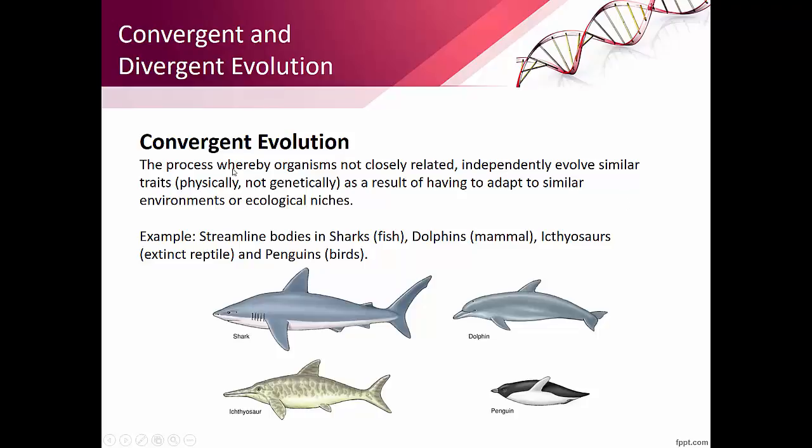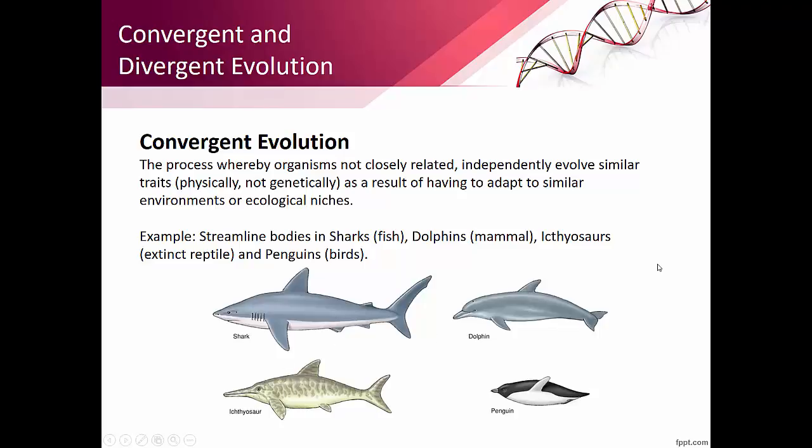Alright, convergent evolution. So convergent evolution is where you get organisms that aren't related, not in the recent past. We're talking like ancient connections here. They're really not related whatsoever, but they all kind of look similar. So what we've got here is an example of streamlined bodies in sharks, dolphins, ichthyosaurs, which are no longer existing, but we have fossil evidence of them, and penguins, and they all have this streamlined body.